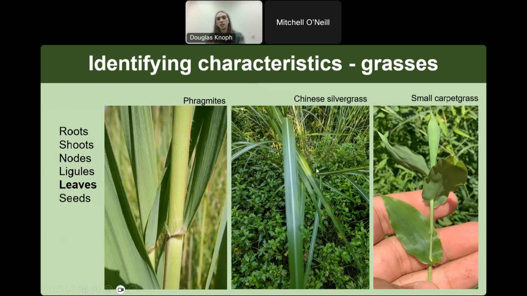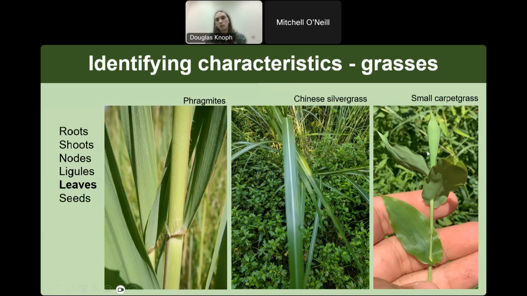Chinese silvergrass. This photo is actually an example of the focus issue I had mentioned earlier. This one blade of grass in the foreground is a little bit out of focus and blurry, while the plant behind it is a little more sharp. But we can still use this for identification. This is a good example of species that have a very distinct midrib, so it's got that very bright white stripe, and you can tell that it's a little bit indented from the rest of the leaf blade.